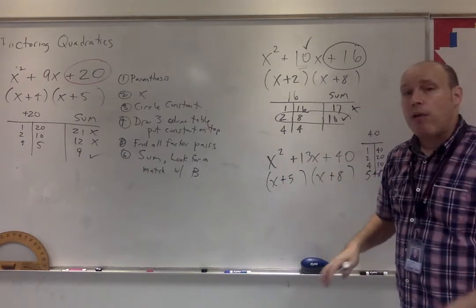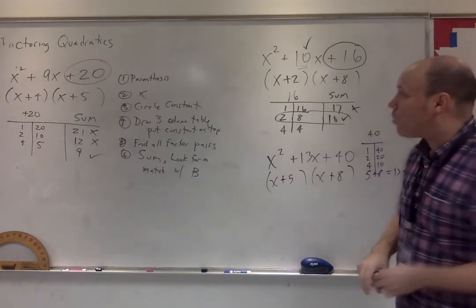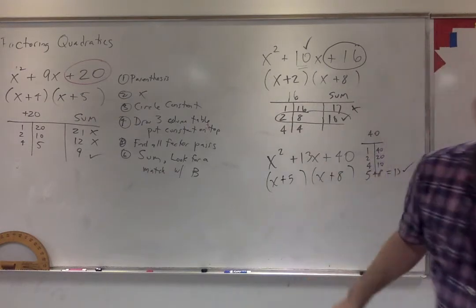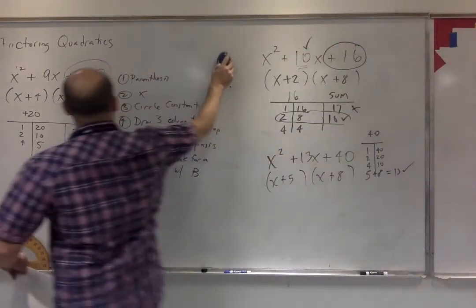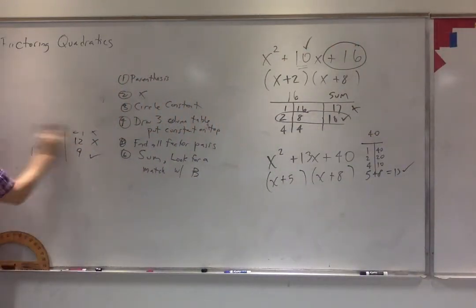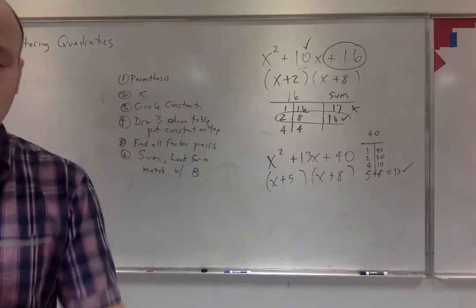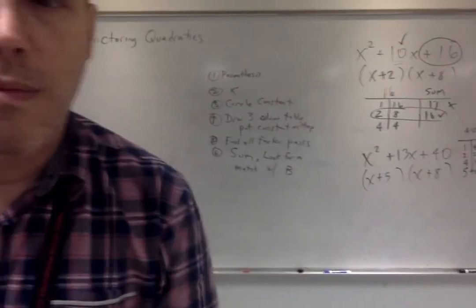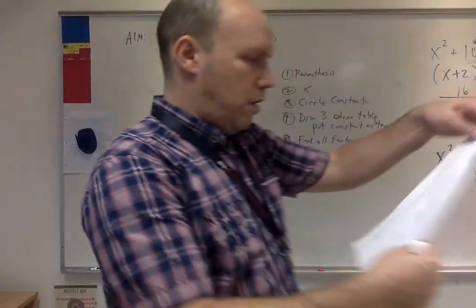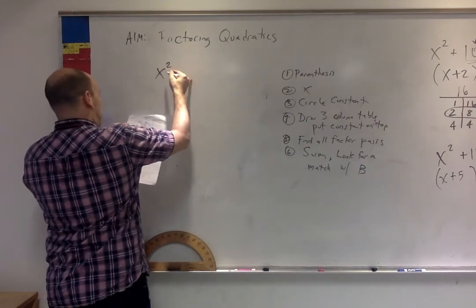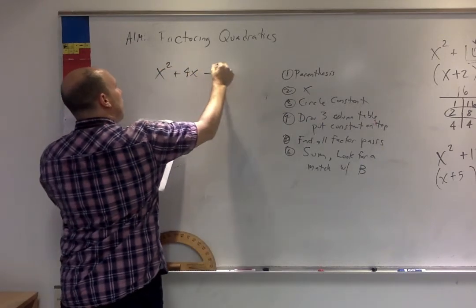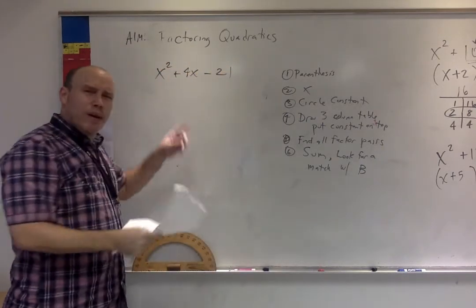Now, let's introduce some negative numbers. Actually, let's go back to the original problem. Let me move my screen over, sorry. The original problem was x squared plus 4x minus 21. How are we going to break that down?